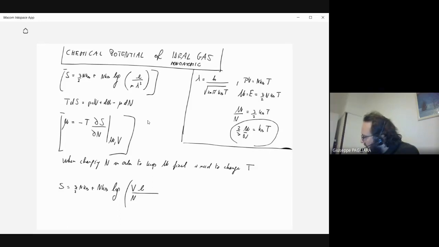Where is the lambda? It was here. You see from here that lambda is h divided by the square root of 2 m pi. Then I have a 1 divided by the square root of k_B T. Okay, so 1 divided by the square root of 2/3 U divided by N. So instead of lambda cubed, now let me write this as h cubed. Then I have a 2 m pi and a 2/3 to the power of 3/2. And then I have U divided by N to the power of 3/2.